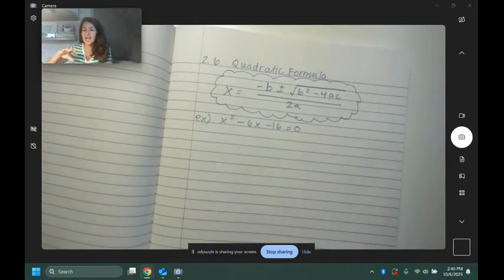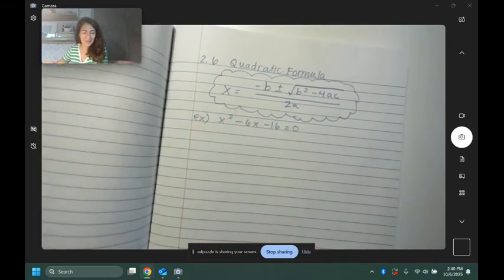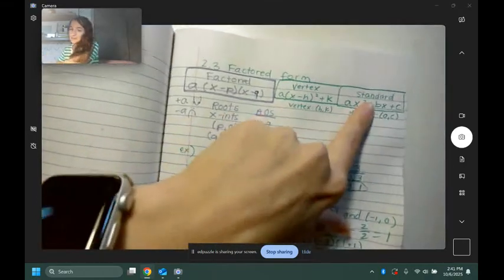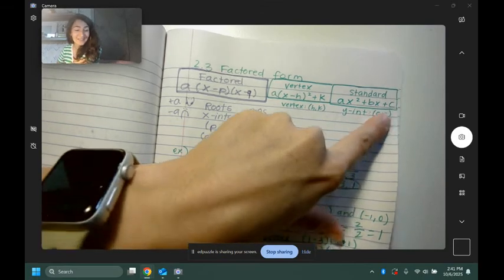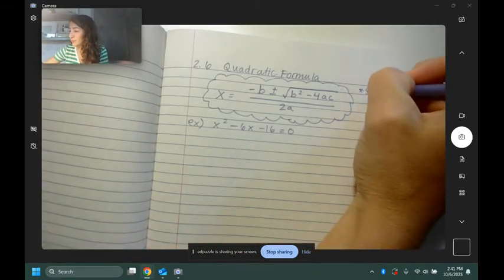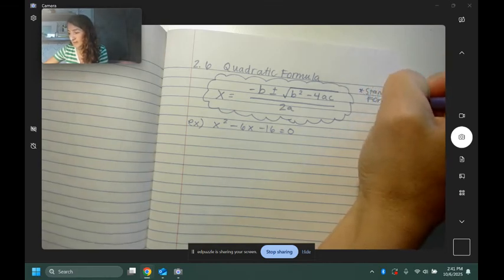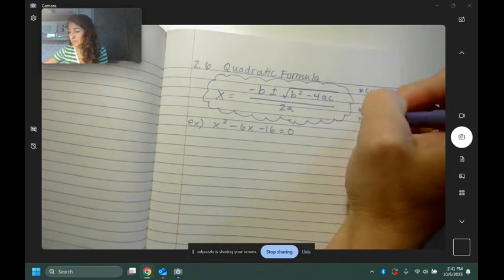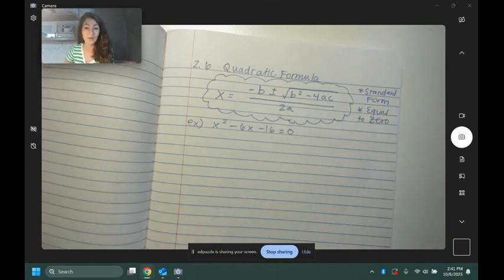And what are all of these a's, b's, and c's, you may ask? Well, in standard form, we have an a, a b, and a c. So with the quadratic formula, it's got to be in standard form. It's got to be equal to 0. Once that's set, then we can use the quadratic formula.